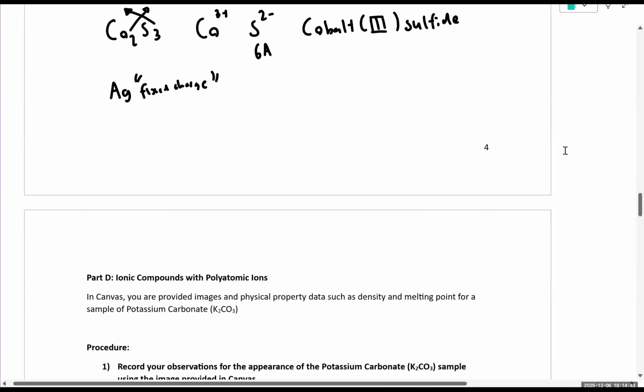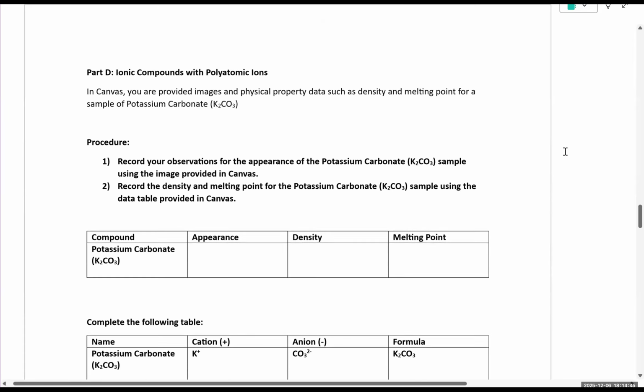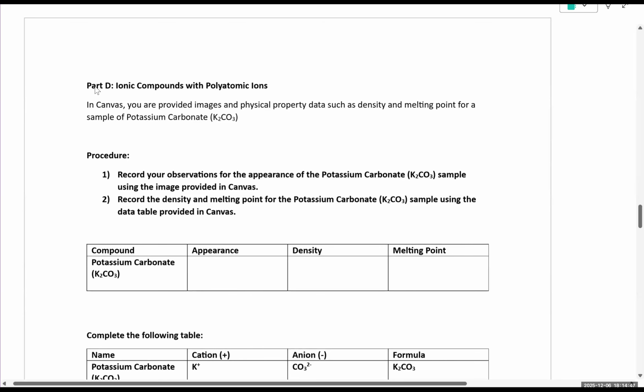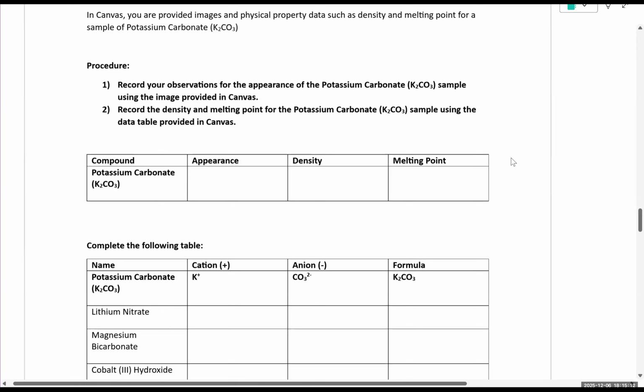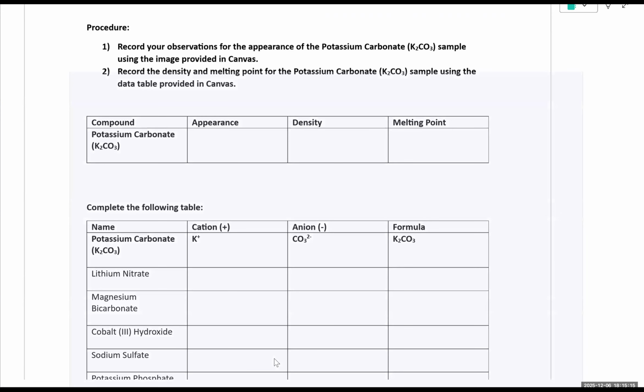Let's look at another set of activities we have to complete. Looking at part D, in Canvas, we are provided with the images and physical property data such as density and melting point for a sample of potassium carbonate. This is an ionic compound containing polyatomic ions. We're going to record our observations for the appearance of the potassium carbonate sample, and we're going to record the density and melting point for the potassium carbonate sample using the data provided in Canvas. Okay, so let's do just that.